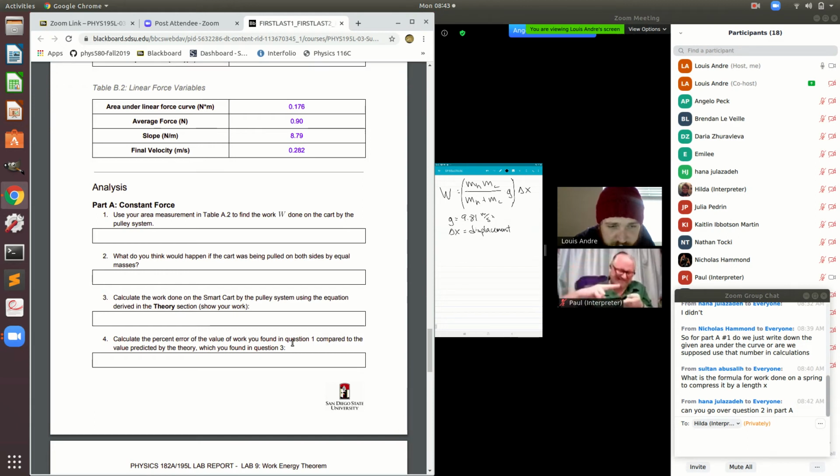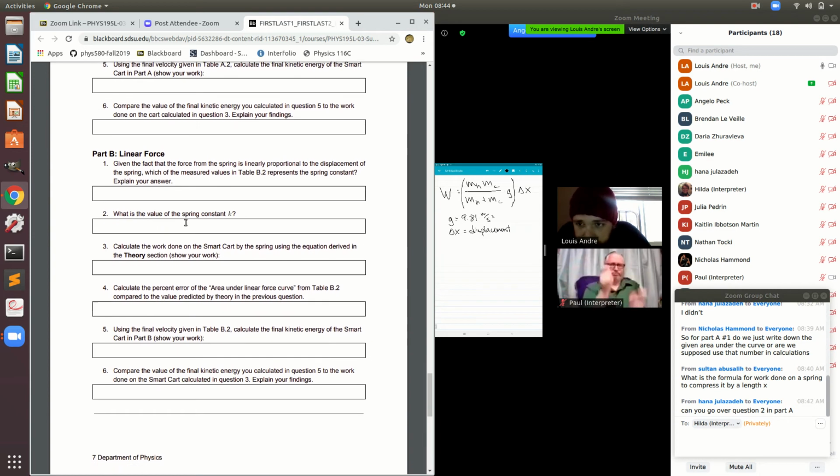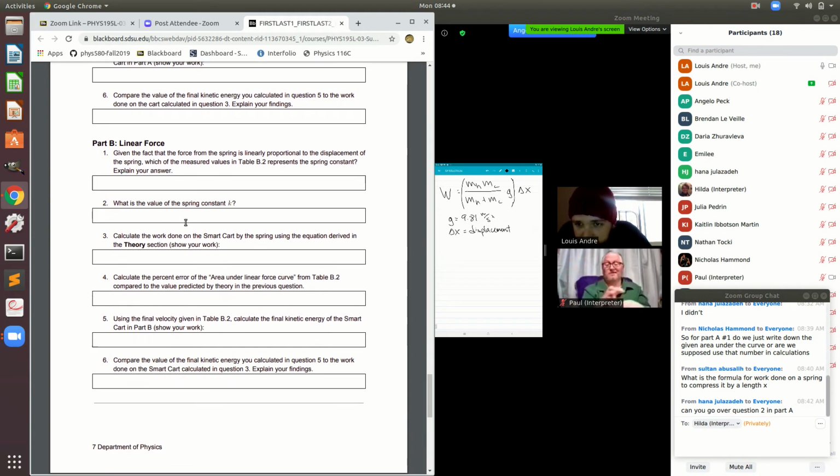What is the formula for work done on a spring to compress it? Okay, so it depends on what context you're talking about here. The formula for work done is going to be force applied over the distance. Now, the thing is, the spring's force changes constantly. So what you're actually going to do is use this average force that's given to you. Okay, let's see, what part is it?